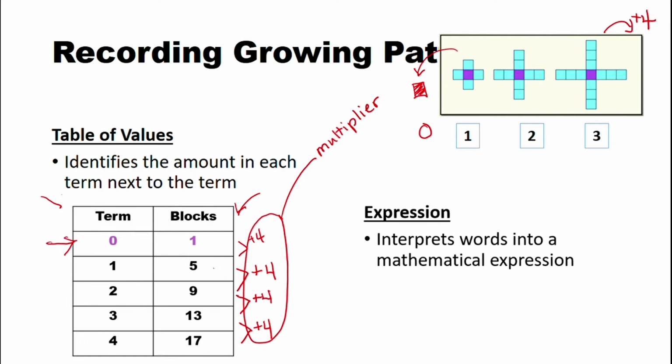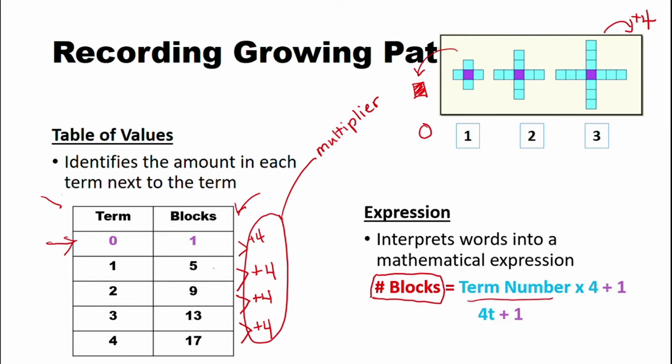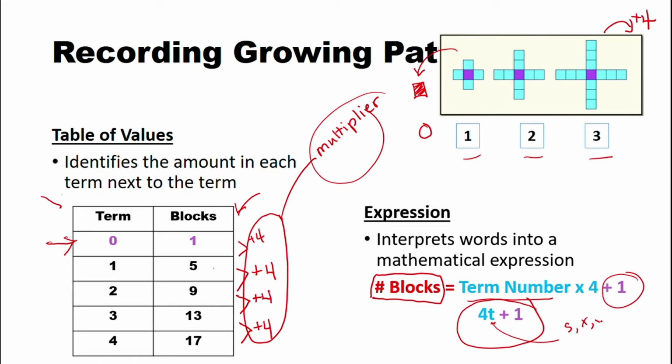So if we take this information now and turn it into a mathematical expression or an algebraic equation, we would end up with this. And hopefully this looks familiar. When we talked about the number of blocks, like we did last year, it is equal to the term number, so that's here, times 4, that's our multiplier over here, plus 1 that we started with. And if we shorten that up, we have this, 4t + 1. Now, you know from algebra that t we could make s or x or z. We can make it anything. Oftentimes you'll see it being x.